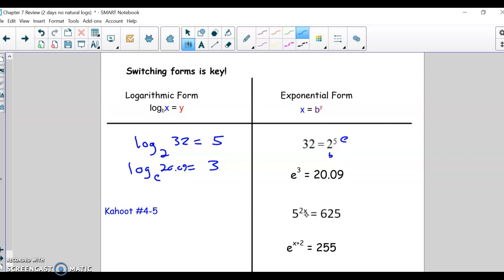And same thing when you solve one like this, you're going to switch it to the other form. So I'm going to write log base 5 equals the exponent of 2x with a value of 625. And again, if we're solving here, we're pretty much done because we just do log base 5 of 625 on our calculator and then divide by 2 and we've got x. All right, so last example, I'm going to do log. The base is e, the exponent is x plus 2, and the value is 255. Okay, so that's a huge skill because you're going to need it when you solve also.